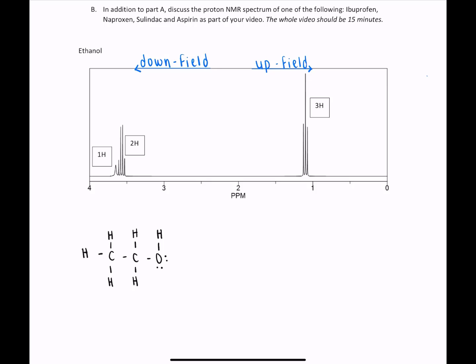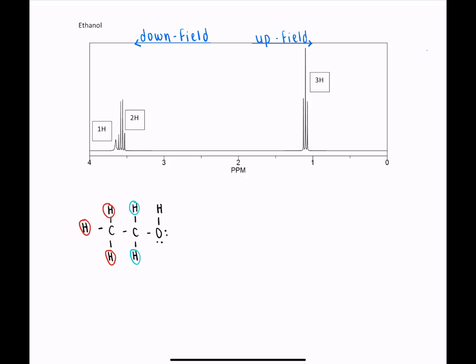When looking at the proton NMR spectra of ethanol, the first thing you want to do is draw your structure. Once you have drawn your structure, you want to determine the equivalent carbons. Starting from the left carbon, there are 3 equivalent hydrogens attached to that. Our next carbon has 2 equivalent hydrogens attached to that, and our oxygen has 1 hydrogen attached to that.